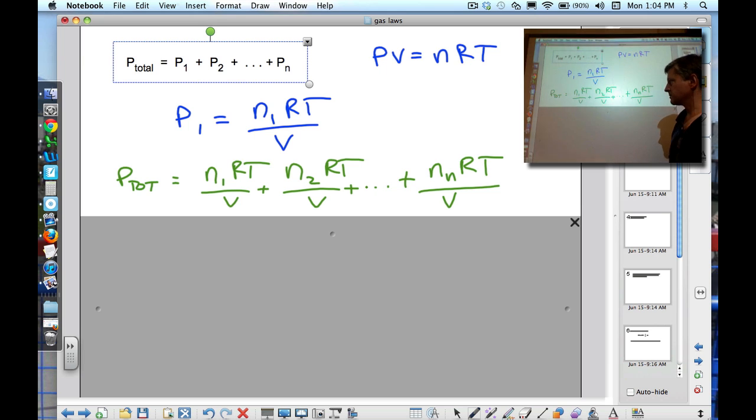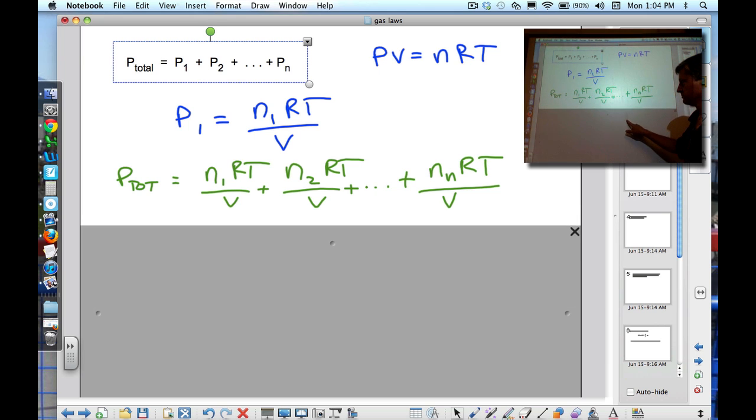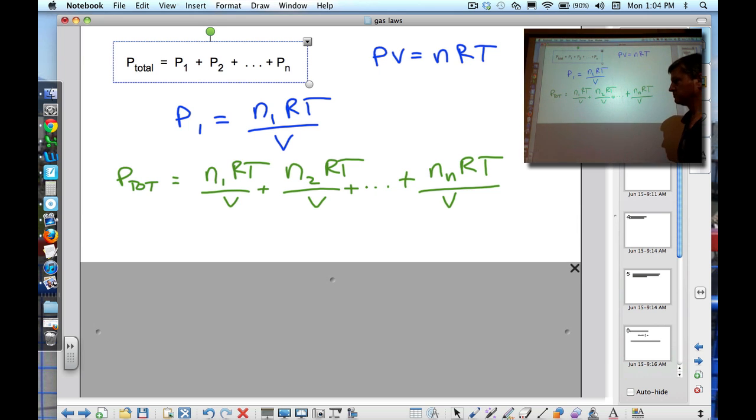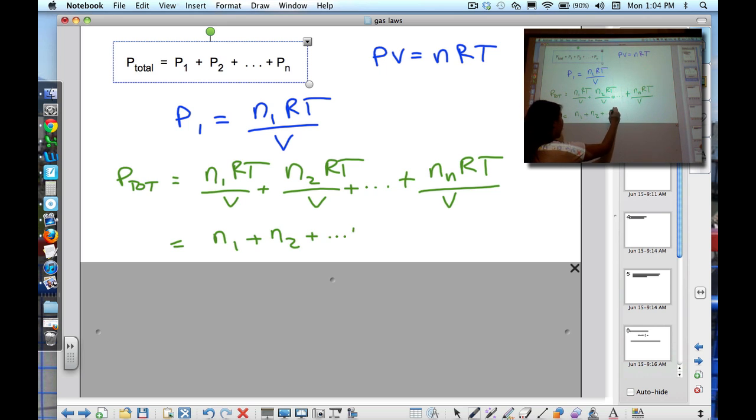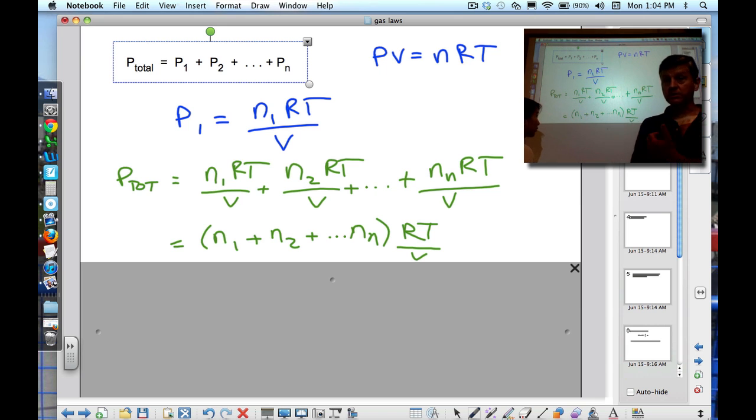Can we do anything to simplify that, Annie? Yeah, you can factor out the RT over V. Want to show us? Sure, so it'd be N1 plus N2 plus dot dot dot plus Nn, all of that times RT over V. Excellent, excellent. Because the gases are all in the same container, the temperature is the same, the volume is the same, and of course R is always a constant, so we just factor that out.